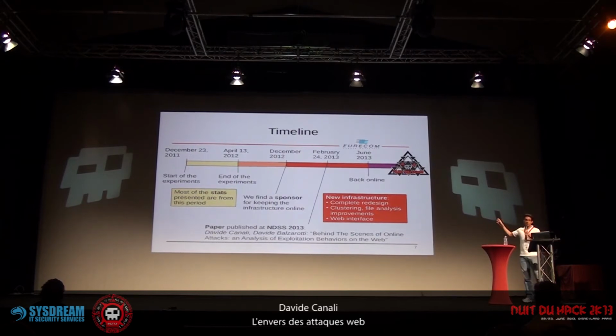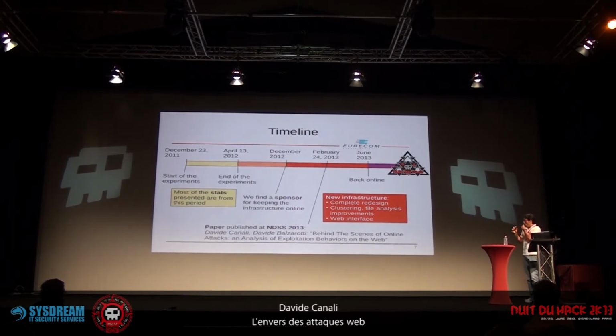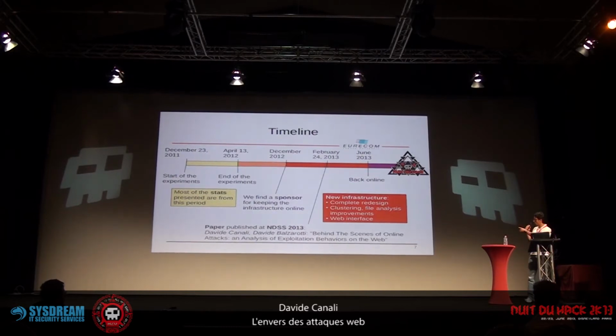We completely redesigned the infrastructure. We improved especially the clustering and file analysis part. I will talk about this later. And we also started designing a web interface to analyze the data we collected. In February 2013, we got a paper about the first part of the project published at NDSS 2013. So if you're interested in the details of this work, you can go and check the contents of the paper. And now this month, we went back online with the new infrastructure. So I'm going to be able to show you, for example, the new web interface in the demo I'll do at the end of the talk.